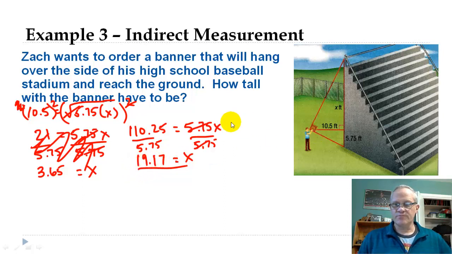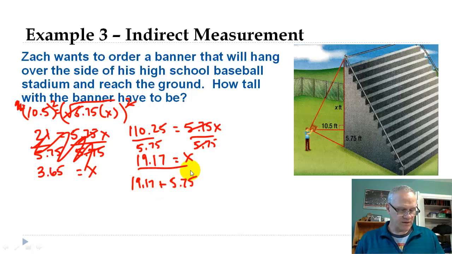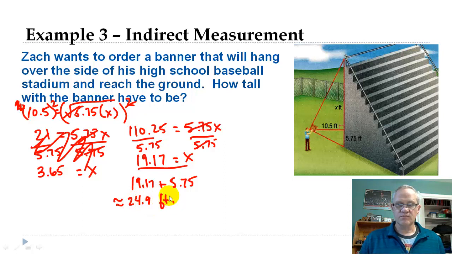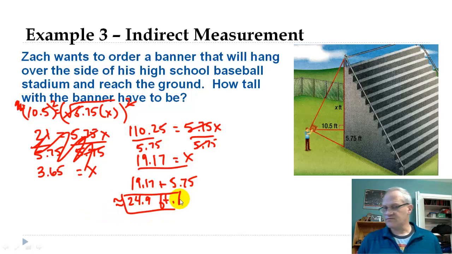To finish this out, though, to find the whole height, x is not the whole height. That's only from here down to here. We have to add it. So we have to add 19.17 plus 5.75. And then that will give us the total answer there, which would be approximately 24.9 feet. Okay, so there you go, 24.9 feet.